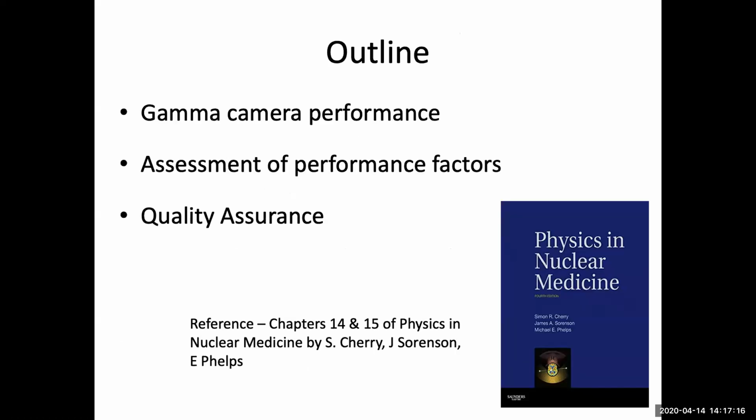In this lecture, I will describe the major factors that determine gamma camera performance and examine the limitations that can lead to artifacts in gamma camera images and their correction. The standard tests of gamma camera performance will also be summarized here, just mentioning some of them. The reference for this presentation is the Sorensen book, chapters 14 and 15.